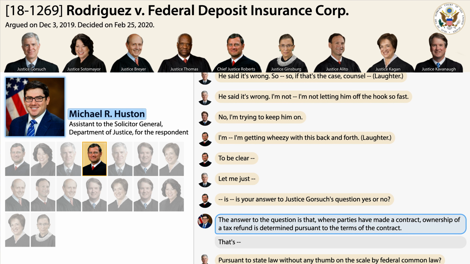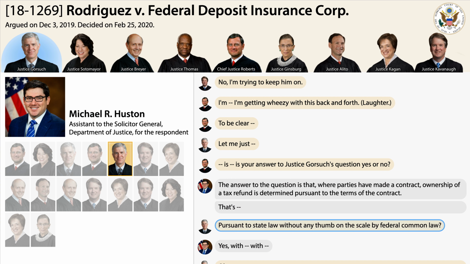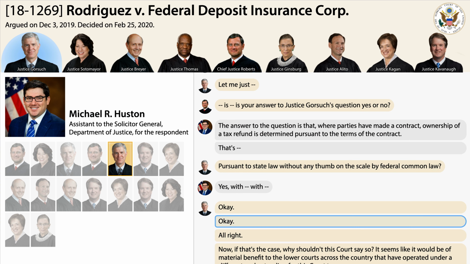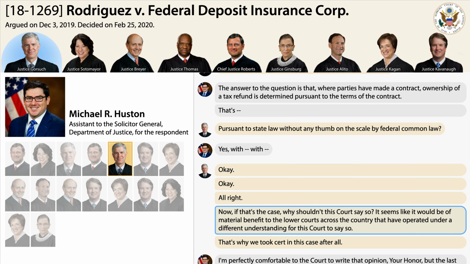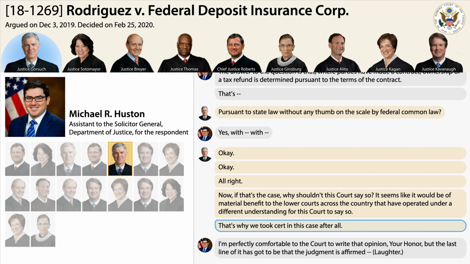The answer to the question is that where parties have made a contract, ownership of a tax refund is determined pursuant to the terms of the contract, pursuant to state law without any thumb on the scale by federal common law. Yes. Okay. All right. Now, if that's the case, why shouldn't this Court say so? It seems like it would be of material benefit to the lower courts across the country that have operated under a different understanding for this Court to say so. That's why we took cert in this case, after all.